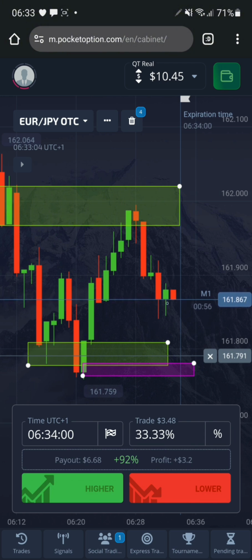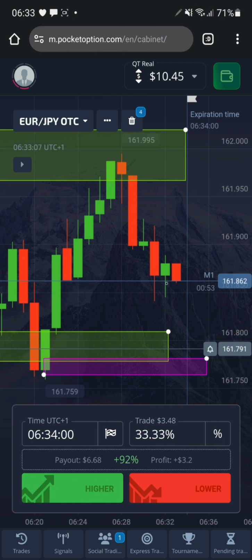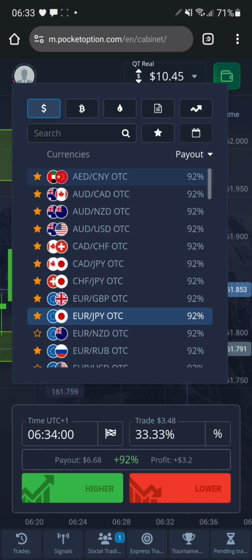Okay, we have the green candle. So that was a very good trade too. This is a very good trade. But we'll wait for.